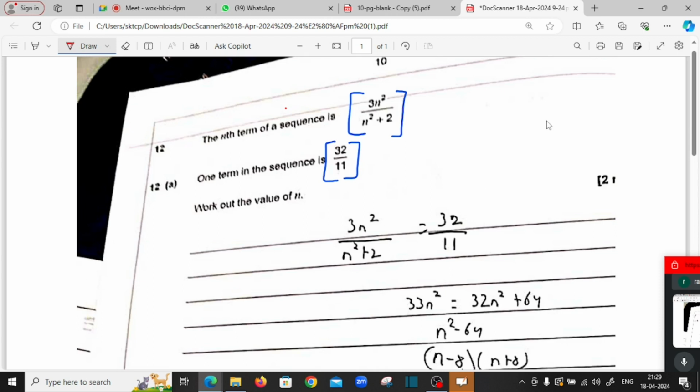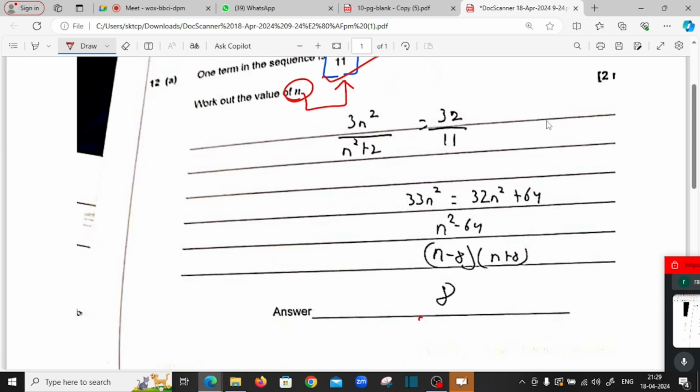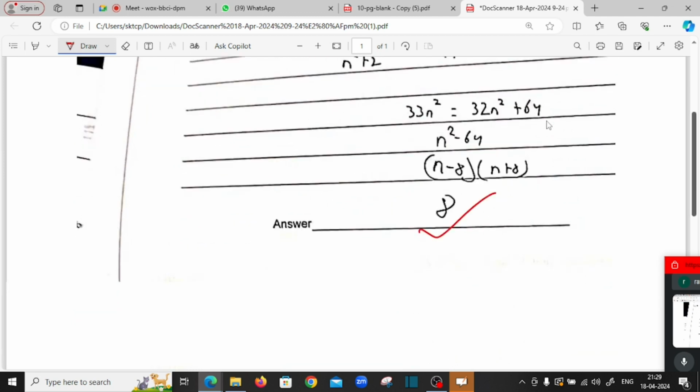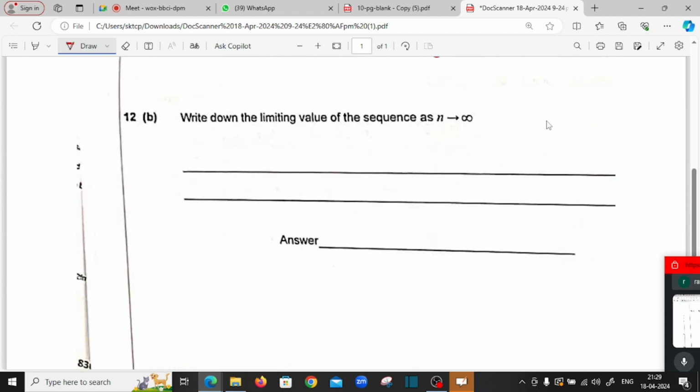This question says the nth term of the sequence is this. In the first part, one term is given, that is 32 upon 11. We have to find the value of n corresponding to this term, and you have found it very correctly, and it's 8. The second part is saying to write down the limiting value, that is not the exact value, it's an approximate value, right? Write down the limiting value when n approaches infinity.